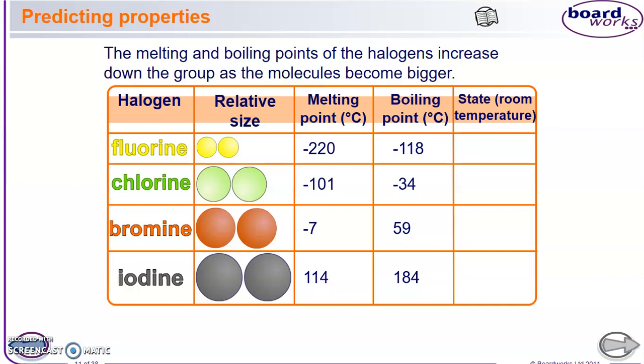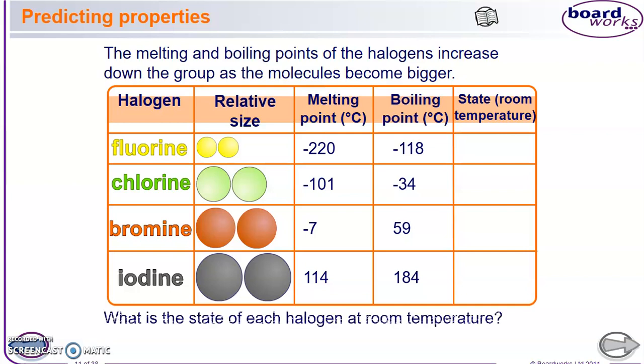Chlorine melts at minus 101 degrees centigrade. It boils at minus 34 degrees centigrade. So by room temperature, which is about 20 degrees, it has already boiled, hence it is a green gas. Bromine does not boil until 59 degrees. So at room temperature, around about 20 degrees, bromine has still not boiled. It has melted but not boiled. So at room temperature it's a liquid, dark red-orange liquid. And iodine doesn't melt until well over 100 degrees and it doesn't boil till almost 200 degrees. So at room temperature, iodine is still a solid.